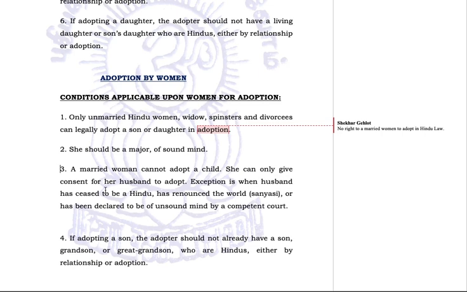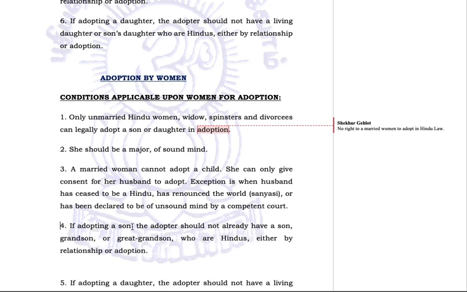The exception is when the husband has ceased to be Hindu, has renounced the world, become a sannyasi, or has been declared to be of unsound mind by a competent court. If these exceptions are there, like we discussed in the case of a man as well, then she can adopt, and even a husband can adopt without the consent of the wife if the wife is also out of these categories.